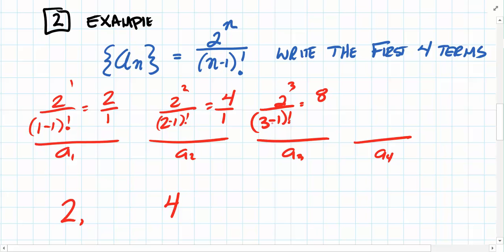And then 3 minus 1 is 2. 2 factorial is still 2, so divided by 2. So this is also the number 4. So that's okay to have.